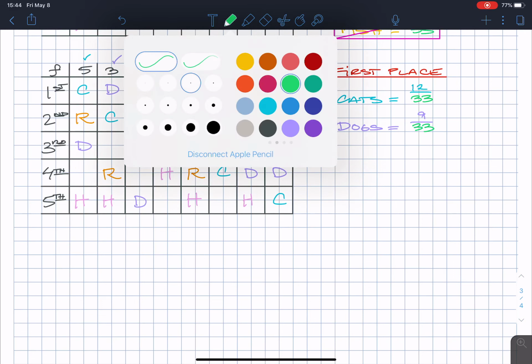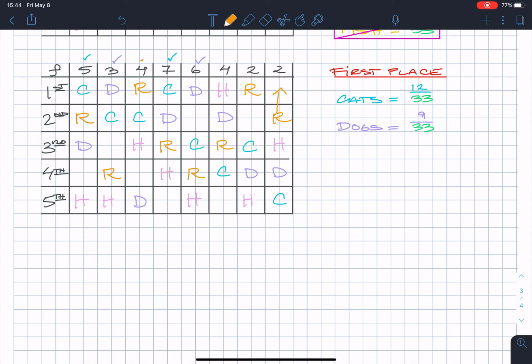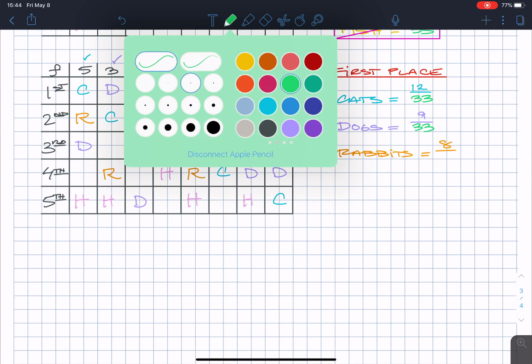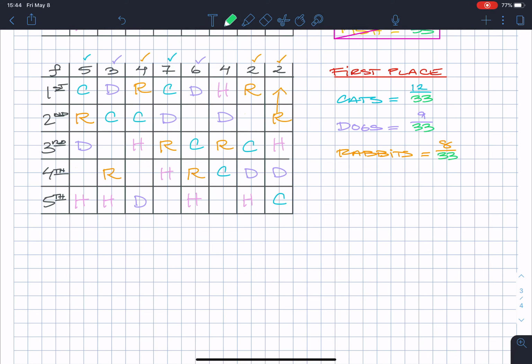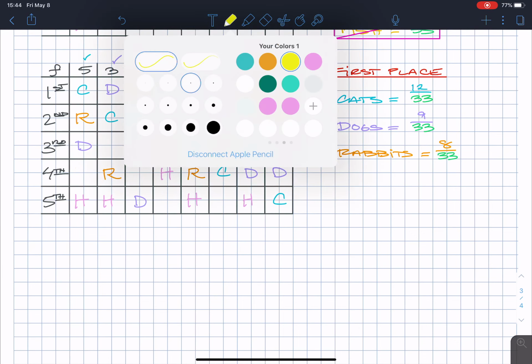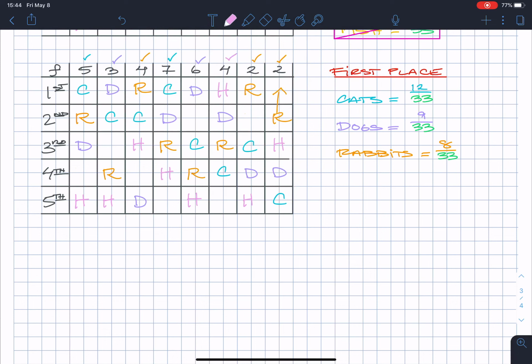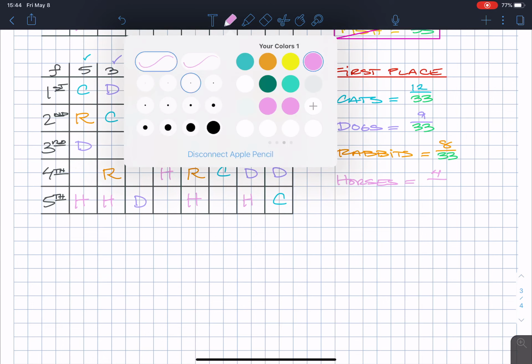Oh, then what did I do next? Rabbits. Okay, let's do rabbits next. That's 4 plus 2 is 6 plus 2 is 8 now. Notice rabbits increased because we got rid of fish. So rabbits is now 8 out of 33. And then last but not least, horses. Horses are 4 out of 33.